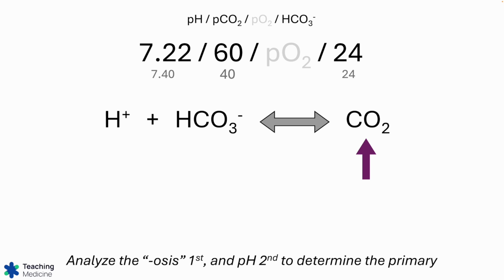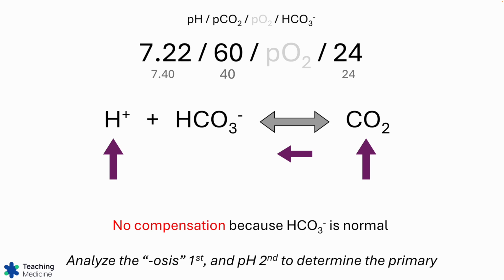So CO2 is elevated at 60. This is going to shift the equation to the left. It's going to increase hydrogen ion concentration. The bicarb is completely normal, so it's not going to have any impact on shifting left or right. And there is no compensation in this blood gas because the bicarb is normal. In order to have compensation, we would need an opposing metabolic alkalosis process to balance off the respiratory acidosis process, but we don't have that. So in this example, there is no compensation.